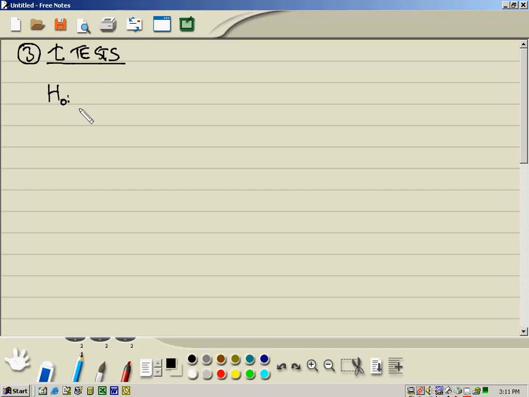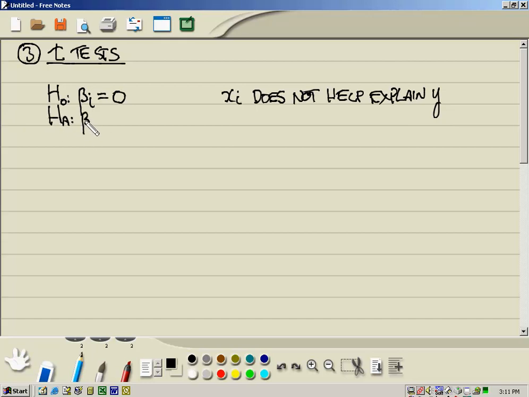The null hypothesis will be that the particular beta sub i, for instance, is equal to 0, which means that x sub i does not help explain y. Alternatively, beta sub i is not 0, in which case x sub i does help explain y.